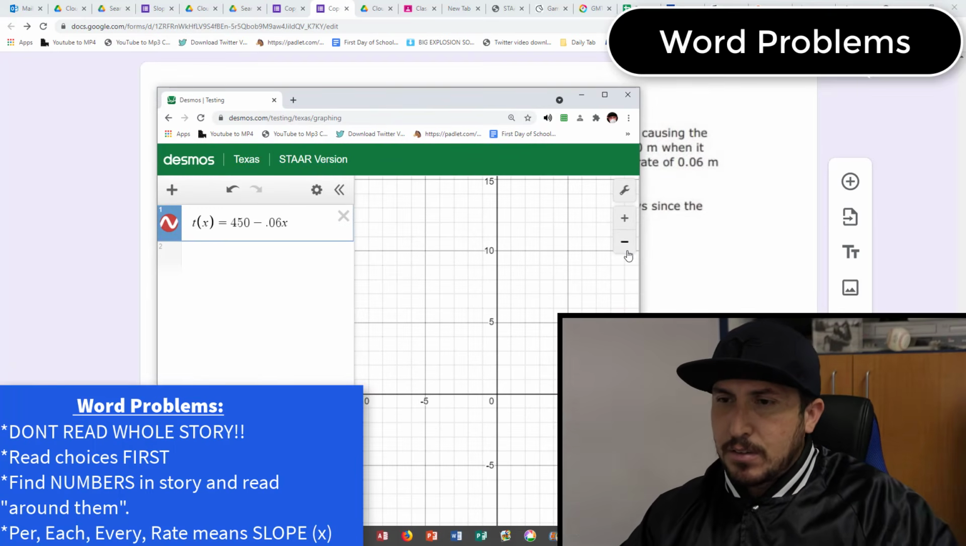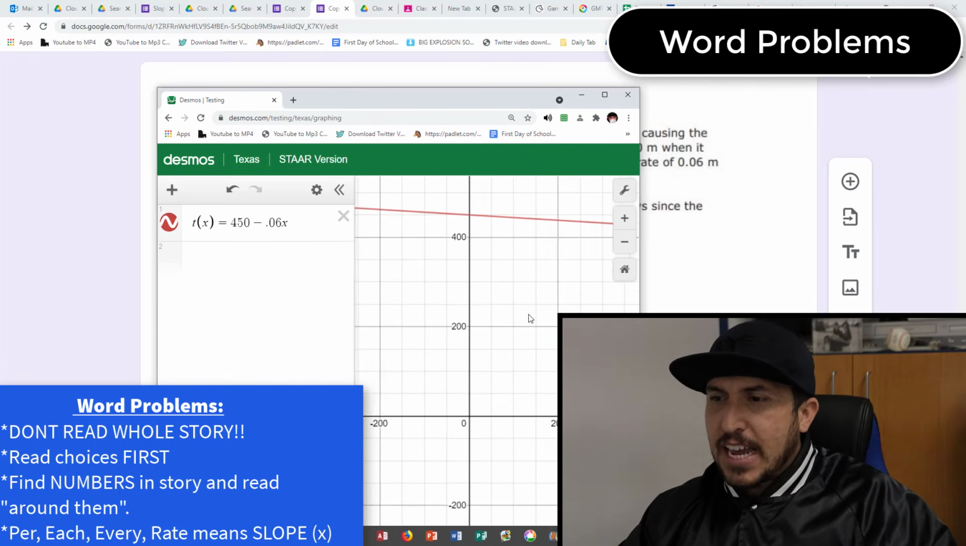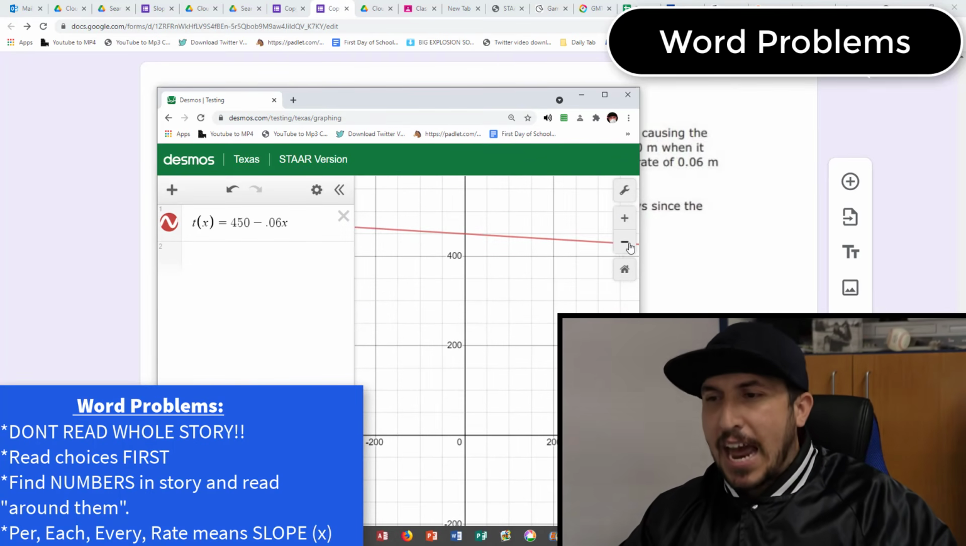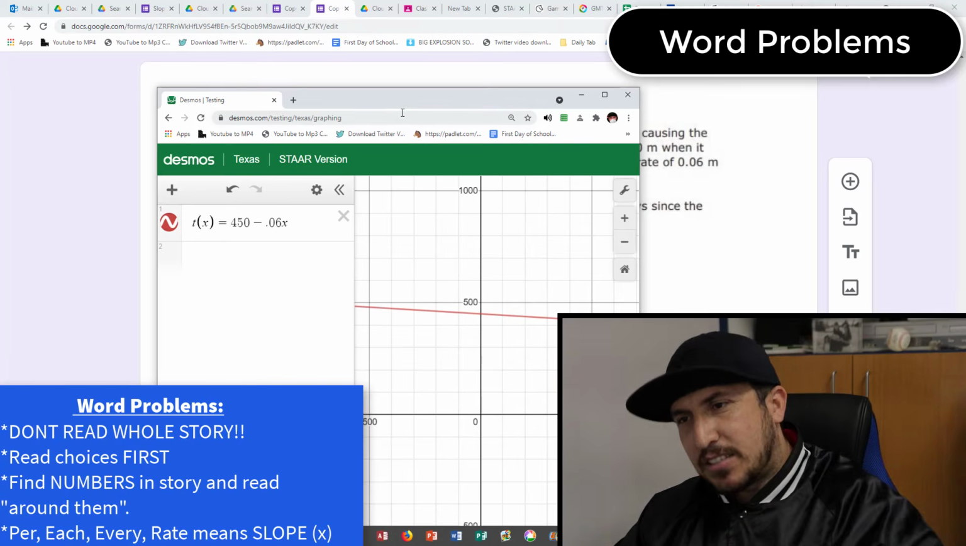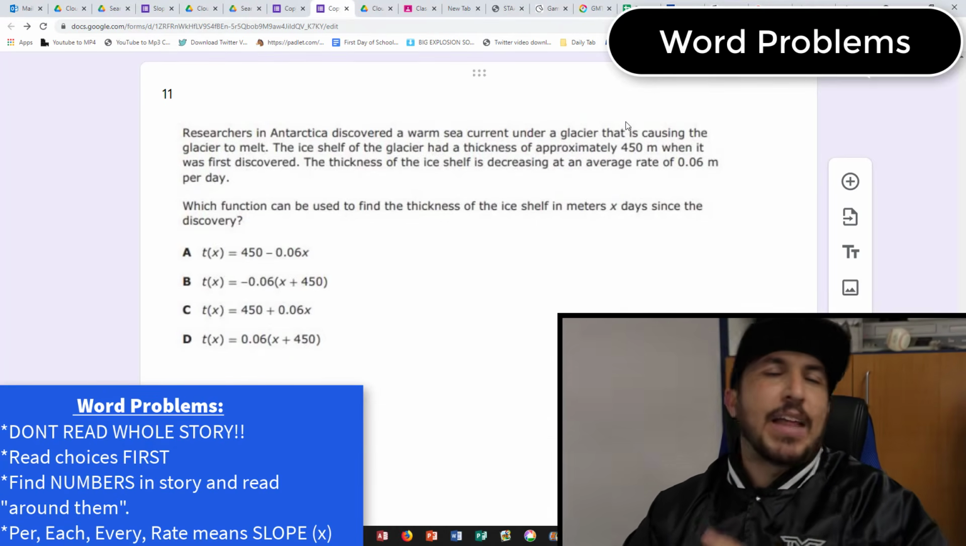Let's see if he's decreasing. Where is he, though? Oh, I found him. Is he increasing or decreasing? He's going down. So, yes, he is decreasing. Choice A is your answer. You're done. So that's it. That's all for word problems.